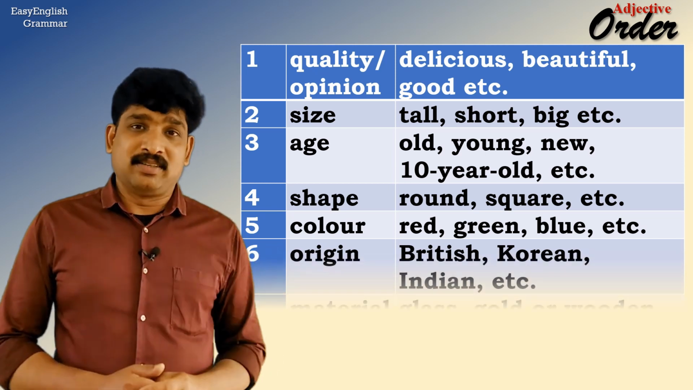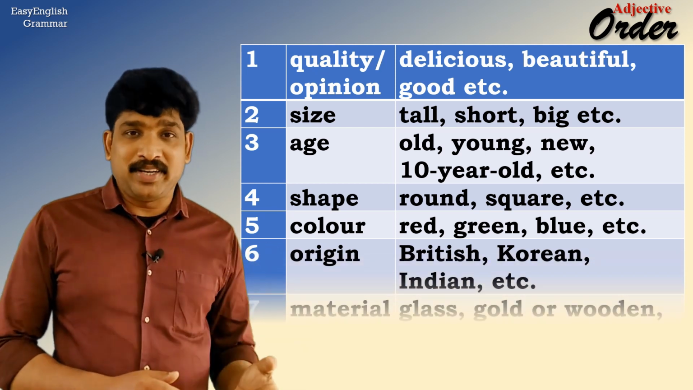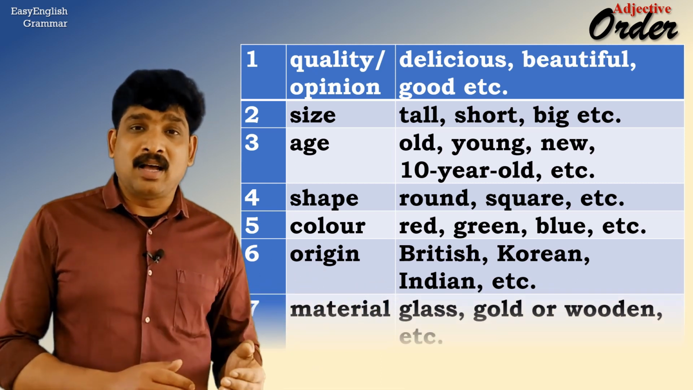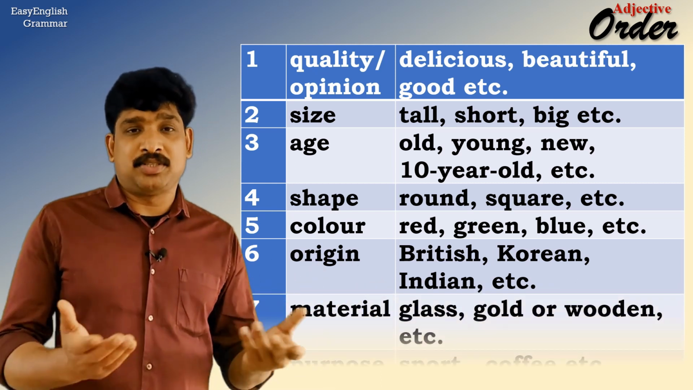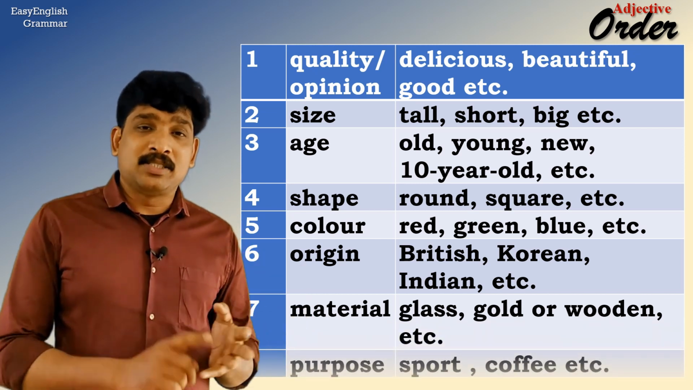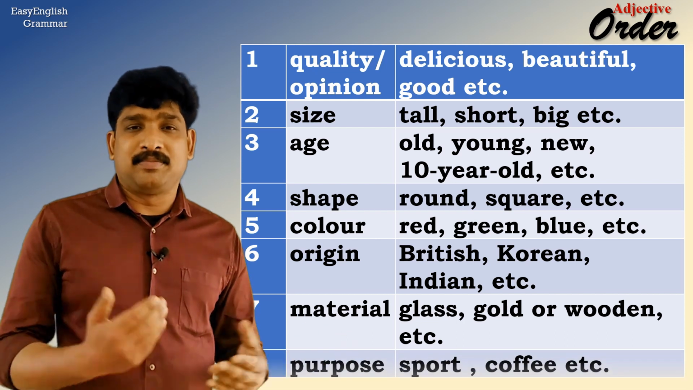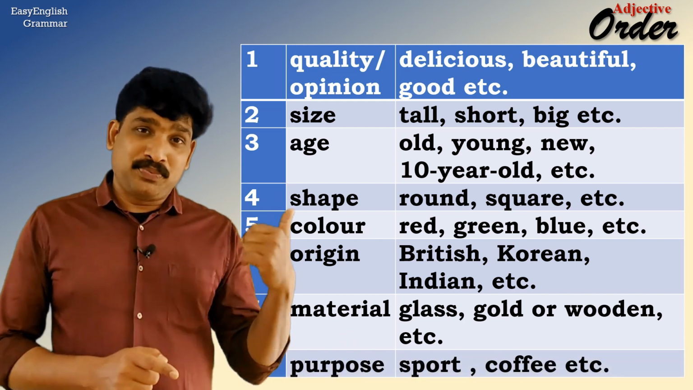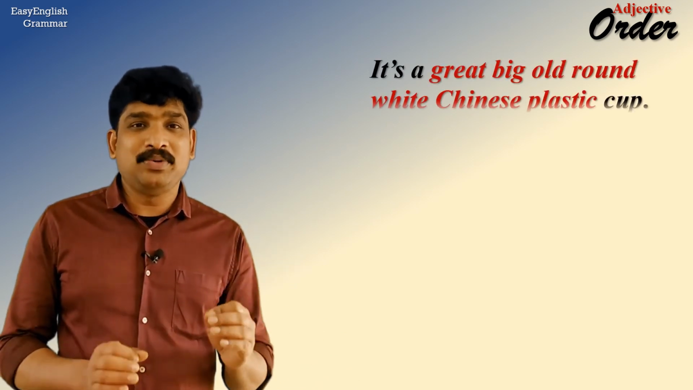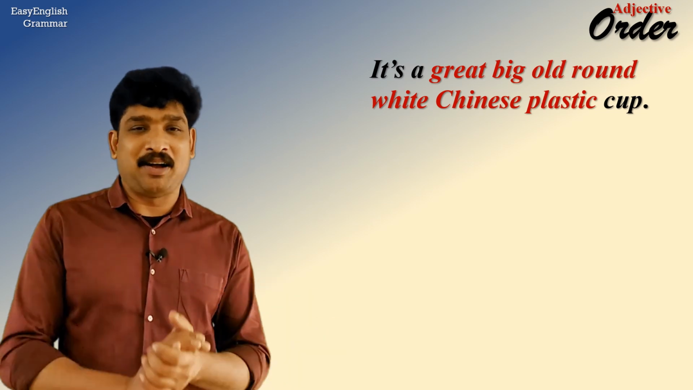Then comes origin, like British, Korean, Indian. Then material, like glass, gold, wooden, etc. And finally purpose, adjectives like sports, coffee, etc. You remember my cup from the first video? Well, we could say it's a great, big, old, round, white Chinese plastic cup.